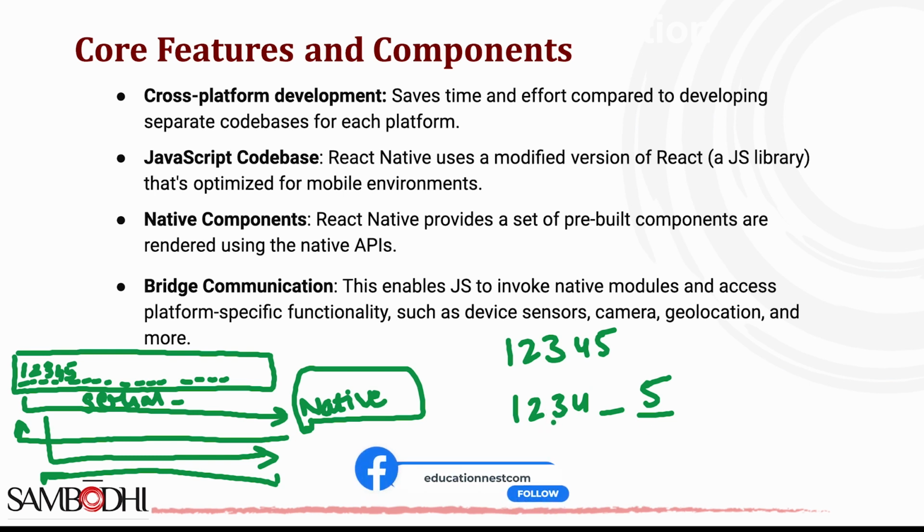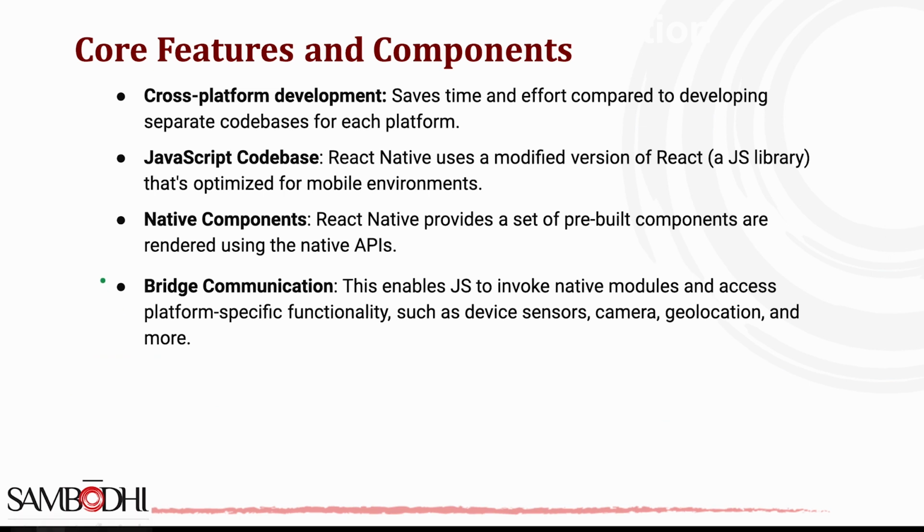So these were the complications with the bridge architecture: there were delays because too much serialization and deserialization was happening from the JS side to the native side and then from the native side back to the JS side, and there was a lack of smoothness and lack of optimization. To solve all of this, React Native has introduced a new architecture, the JSI architecture. We'll see some overview about it.